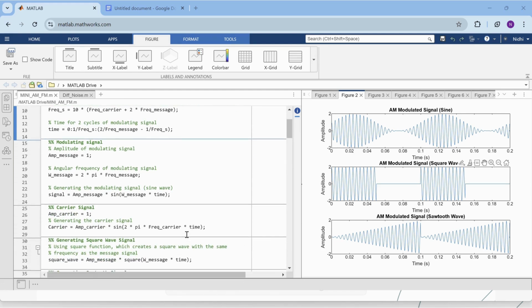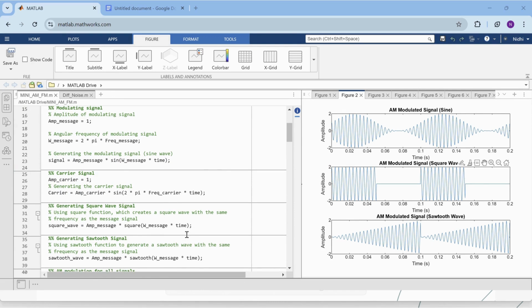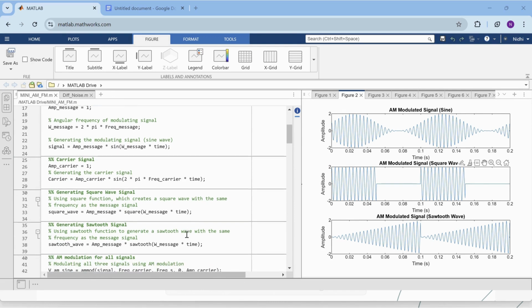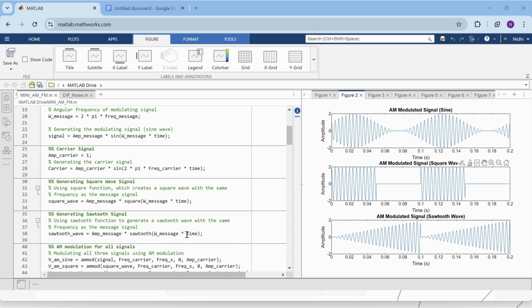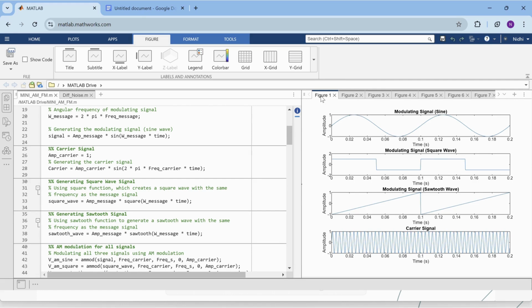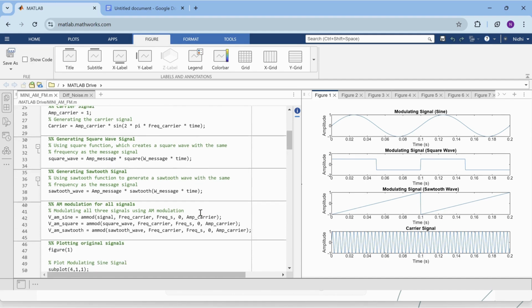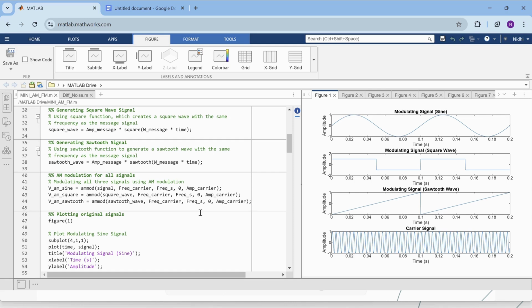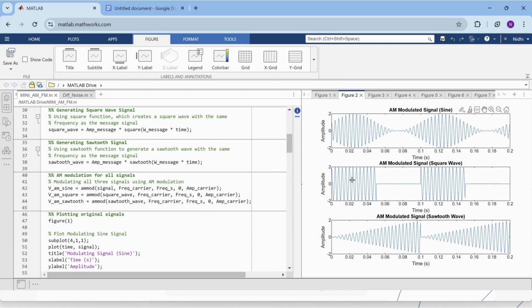After that, we generated three types of modulating signals, that is sine wave, square wave, and sawtooth wave. Each of the signals have unique properties that impact the behavior during modulation and demodulation. We can see them in the figure 1. Then we use the mod function to modulate the signal with a high frequency carrier, and we can see the modulated signal in figure 2.